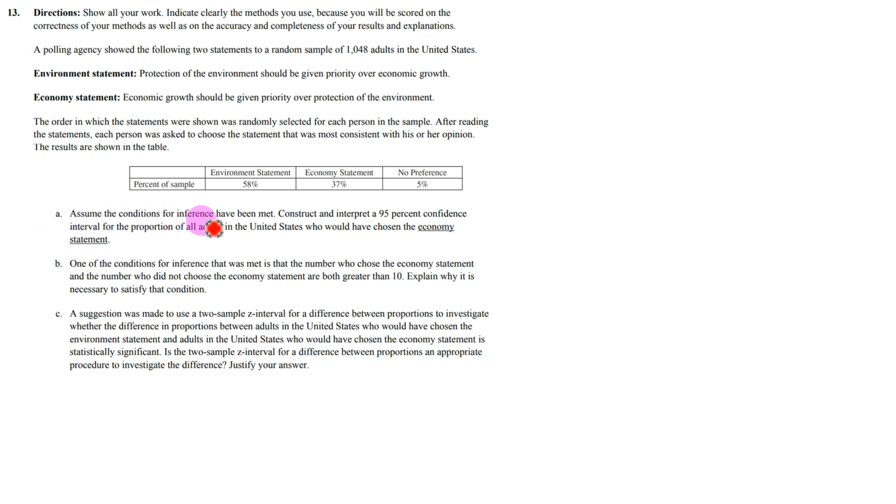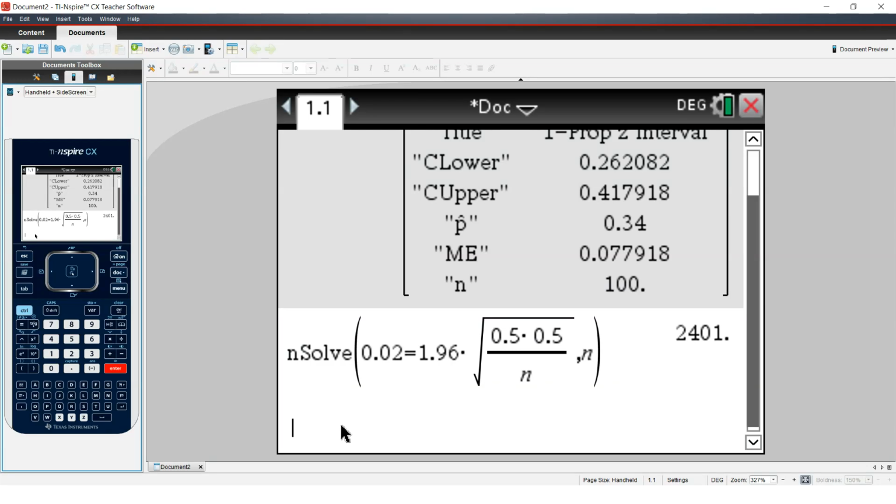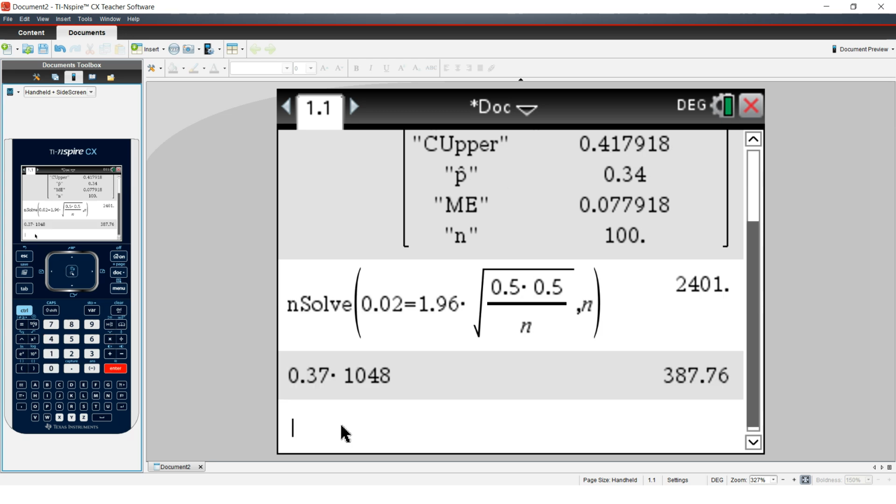Okay, assume the conditions for inference have been met, which means we don't even have to do the check part. We'll do it real quick just to show. Construct a 95% confidence interval for the proportion of all adults who would have chosen the economy statement. So this is all we're talking about. Now, we can just do that straight in the calculator. The problem is the first thing I need is 0.37 times 1048. I'm going to need that number. 0.37 times 1048, I get 387.76.